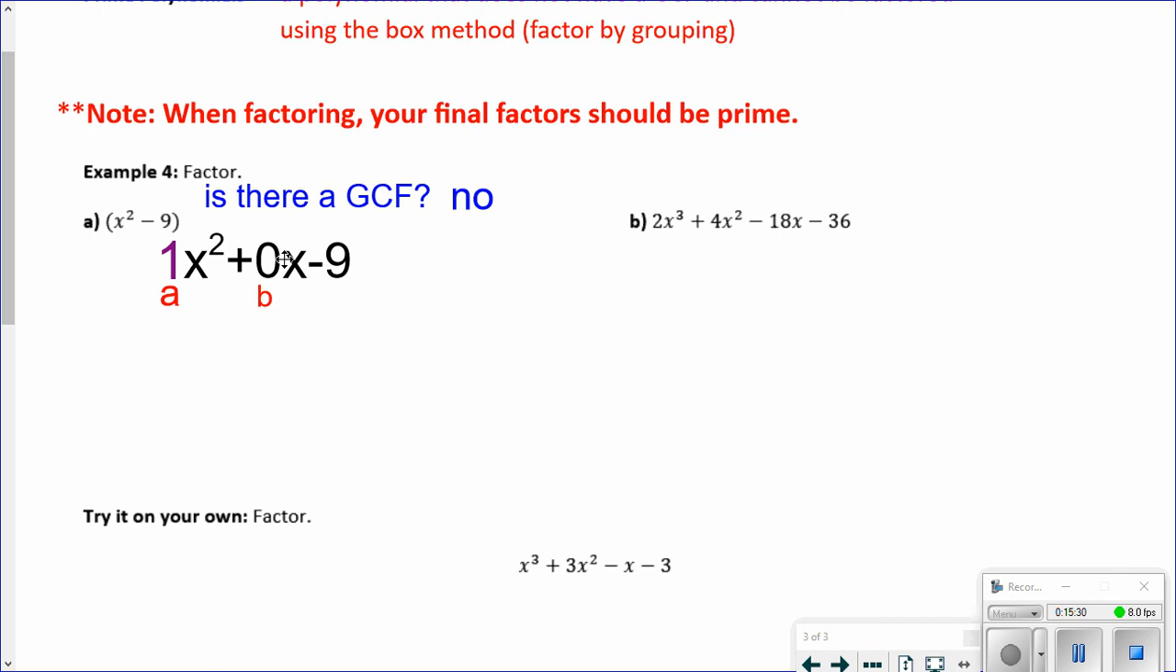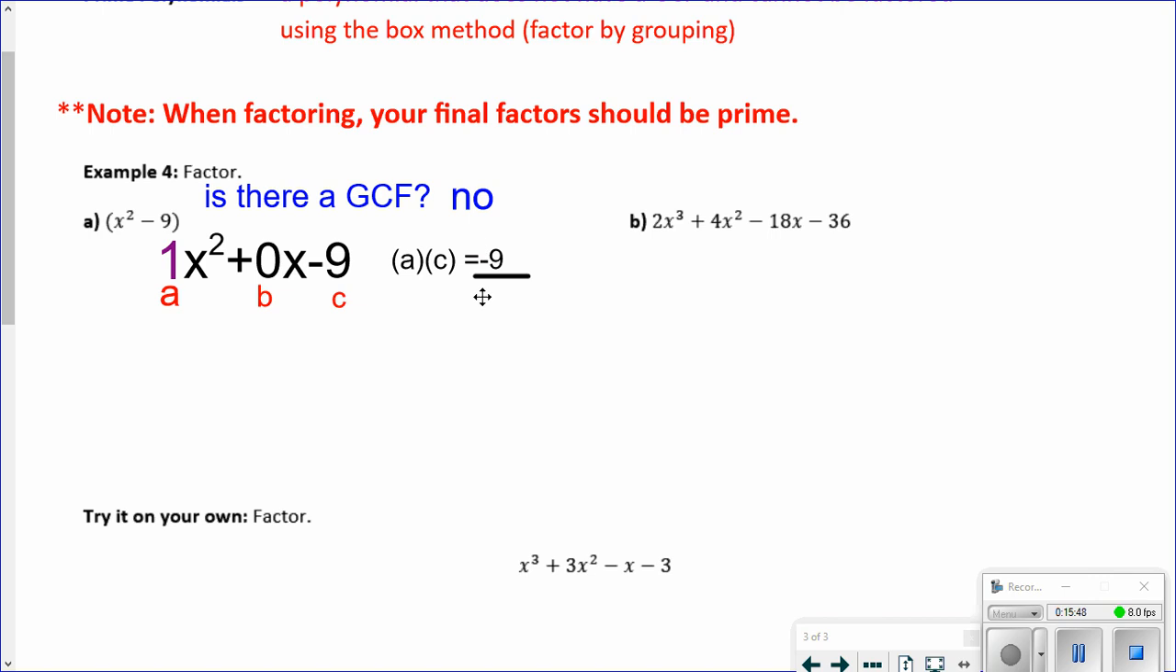Remember, b is always with the x, and -9 is my c term. Now I can go ahead and try to factor by the box method. So I'm going to do a times c, which is going to give me -9, and I'm going to go ahead and find the factors.